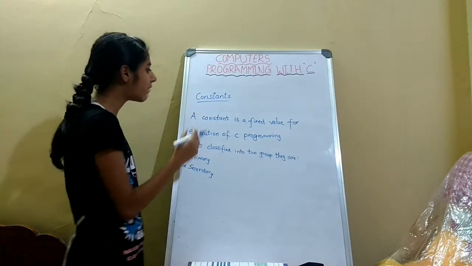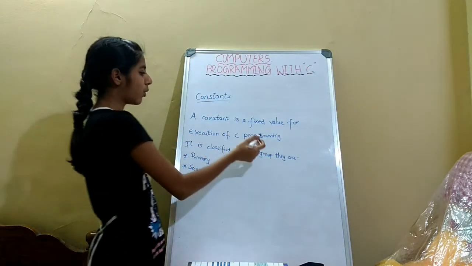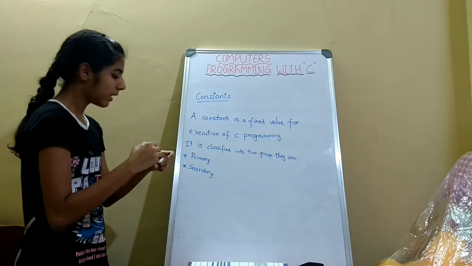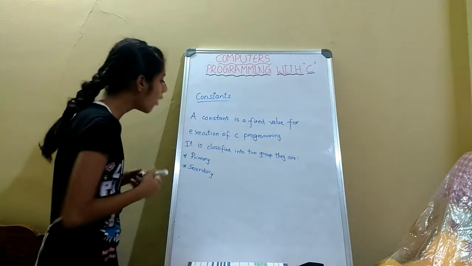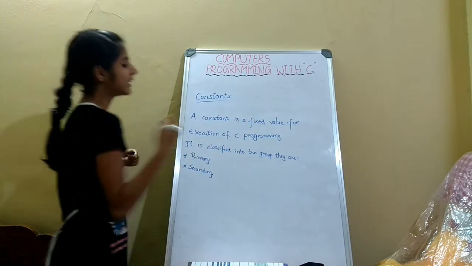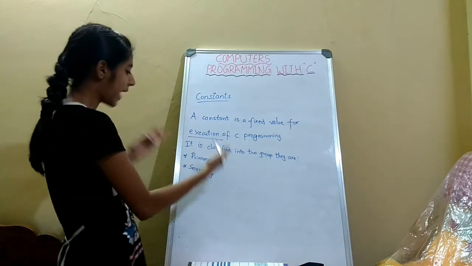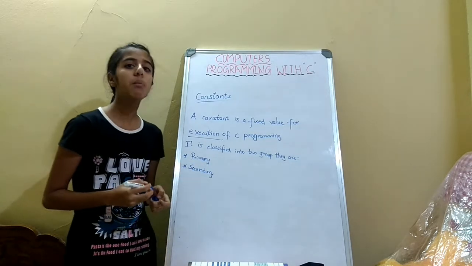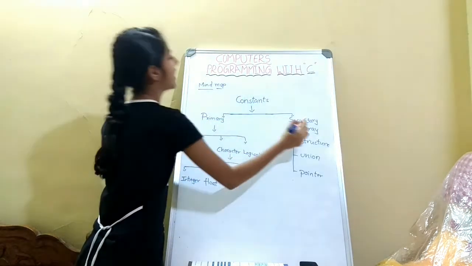So we have the mind map. First I'll explain it. A constant is a fixed value for execution of C programming. A constant cannot be changed. It is used for execution of a program. And there are two types, primary and secondary. Now I will draw the mind map and show it. So constant, primary and secondary.